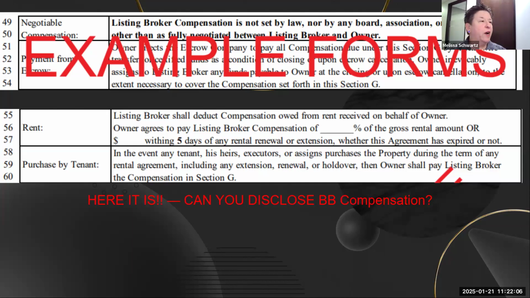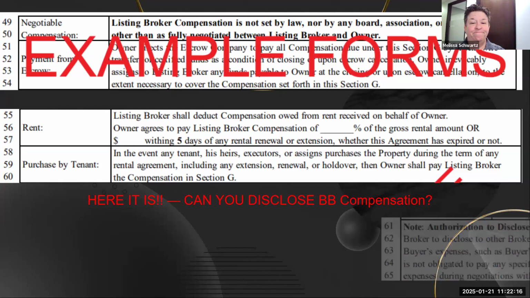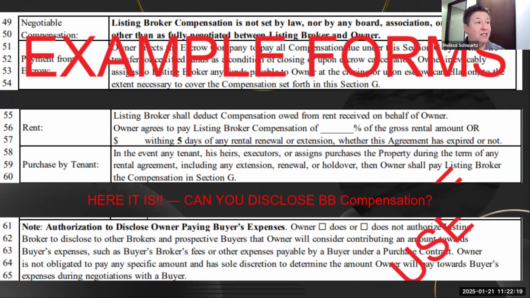So can you disclose buyer broker compensation? Did you see buyer broker compensation? So owner does or does not authorize broker to disclose to any other brokers or prospective brokers that owner will consider contributing an amount towards the buyer's expenses, such as buyer broker fees or other expenses payable by a broker under the purchase contract. Owner's not obligated to pay any specific amount and has sole discretion to determine the amount owner will pay toward buyer's expenses during negotiations with the buyer. There's no line here to say what it is, but they are giving you the right to communicate it. Yes.